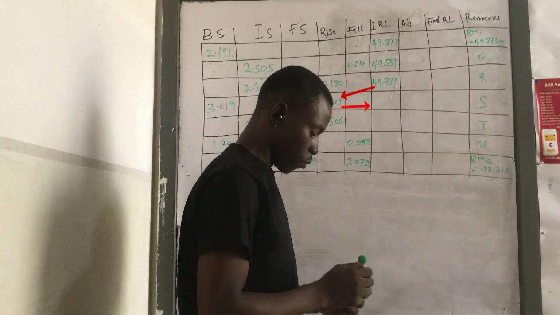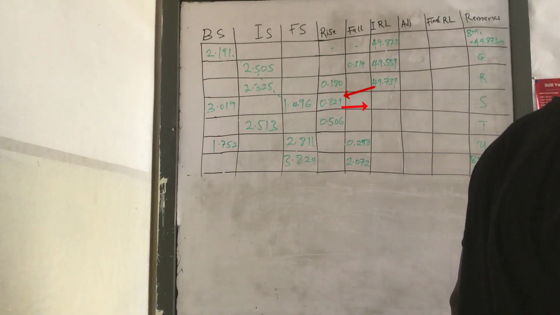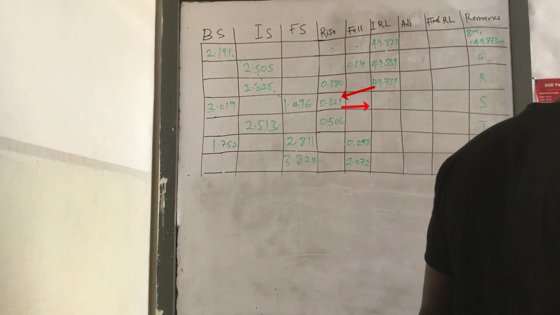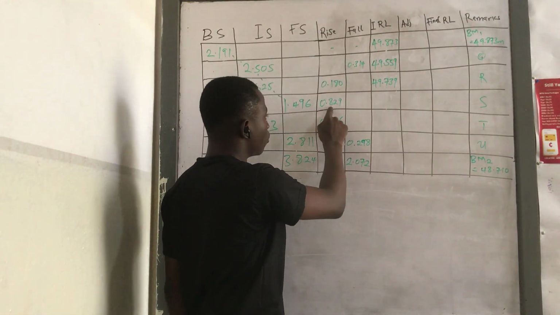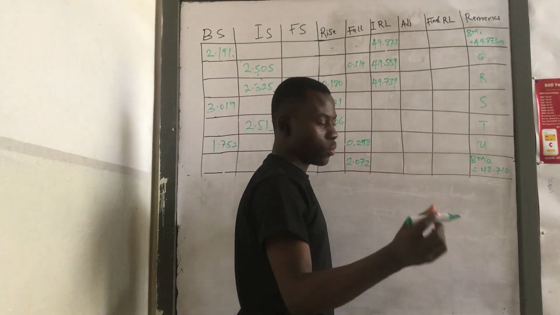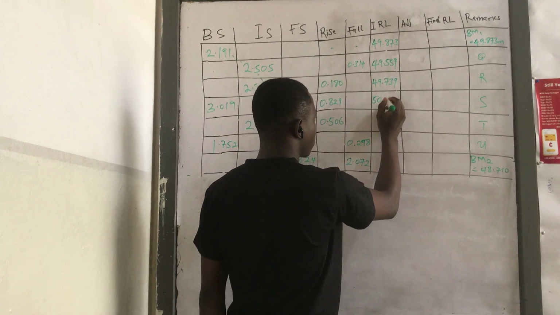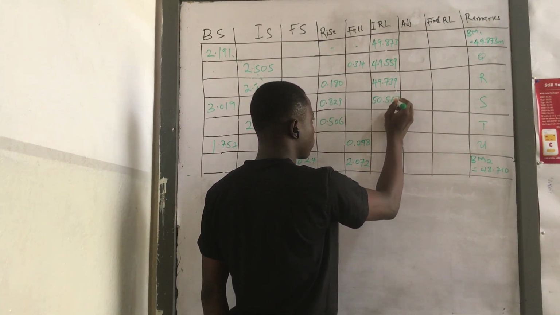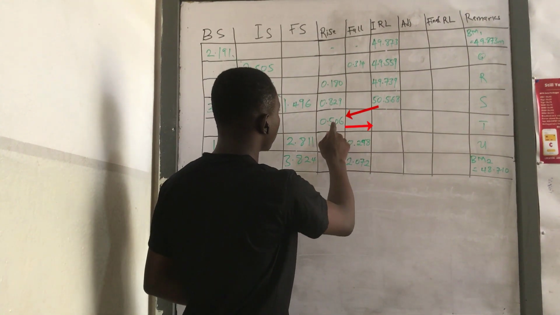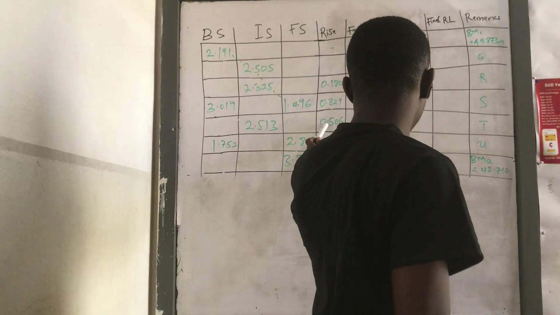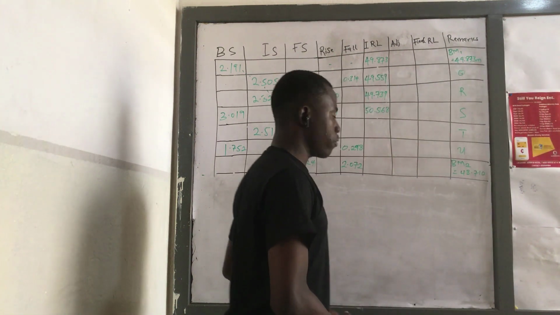49.739, like this. And then the next one is also a rise, so plus 0.829. What do we get? We get 50.568, like this. And then the next value is also a rise, 0.506. So I add 0.506 to 50.568. It's going to give us 51.074.